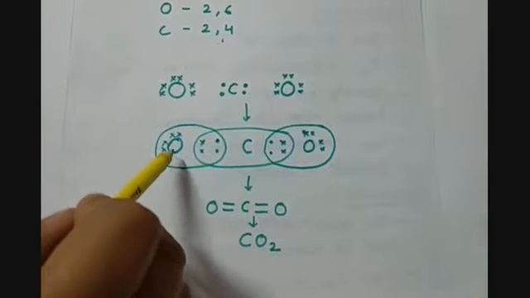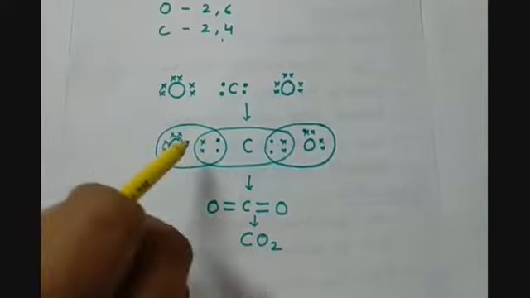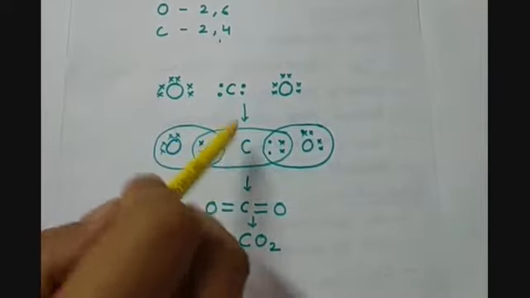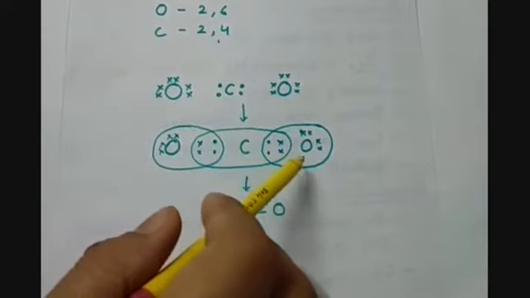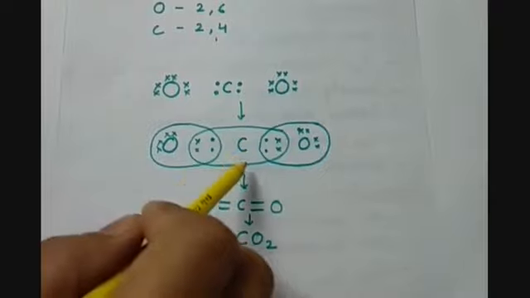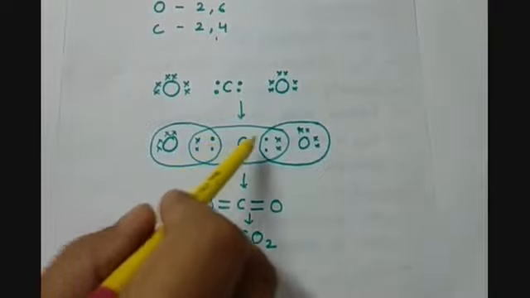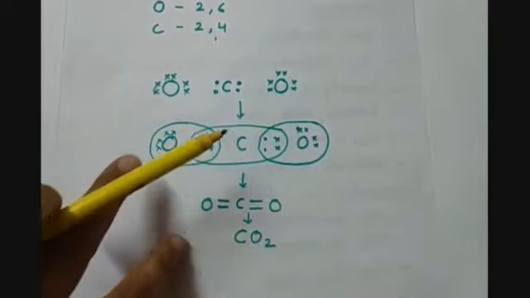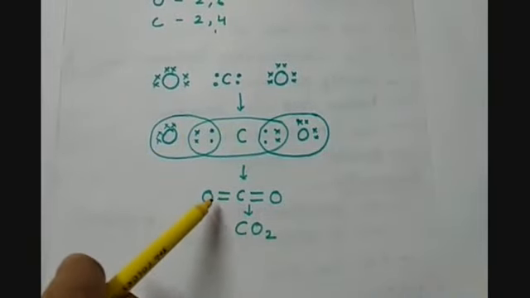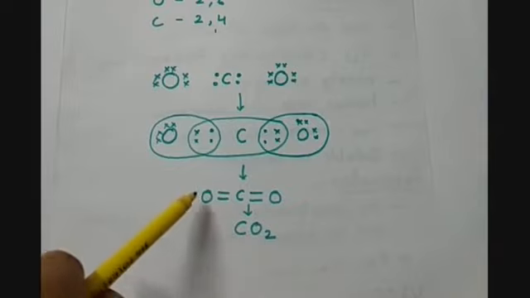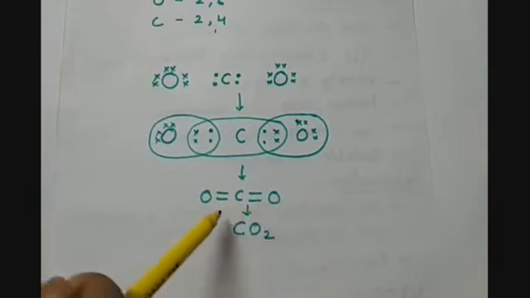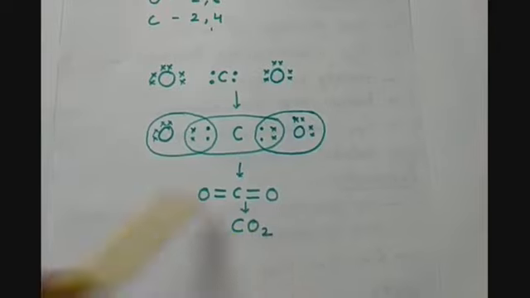So 1 oxygen is making 2 covalent bonds with the carbon atom. Here this carbon atom is also making 2 more covalent bonds with the other oxygen, as carbon has a tendency to make 4 covalent bonds. So it is completing its octet, and this way carbon is forming 2 double bonds with one oxygen atom and 2 double bonds with the other atom of oxygen, and hence there is formation of carbon dioxide.